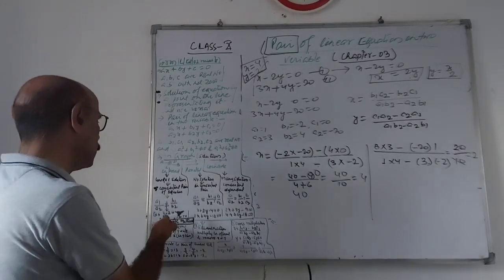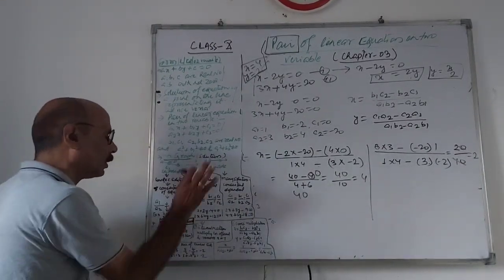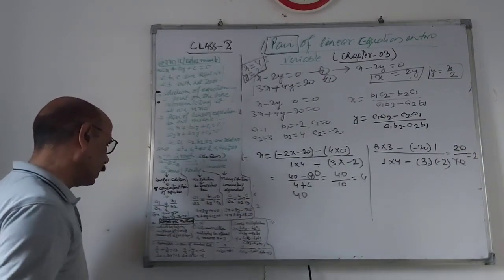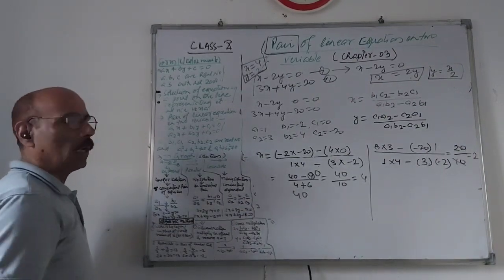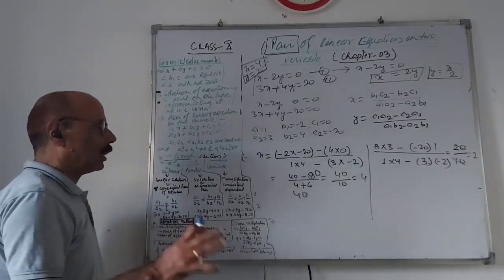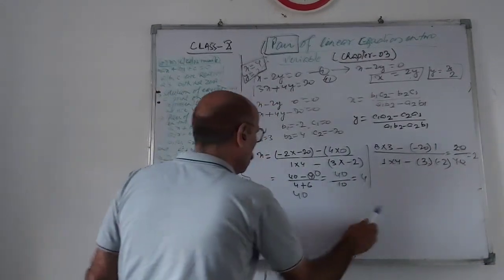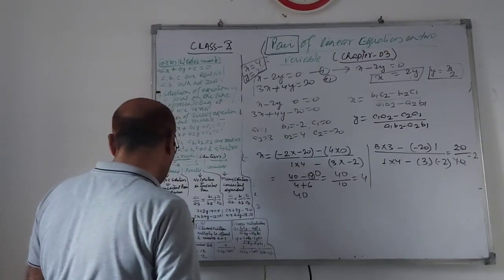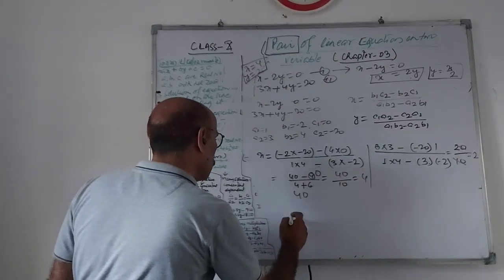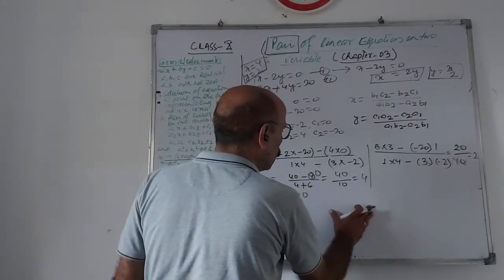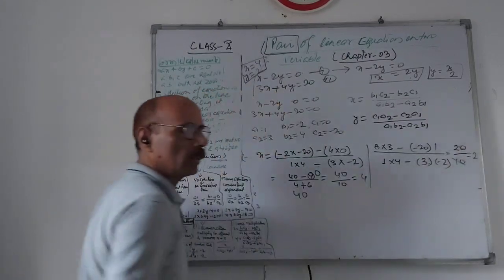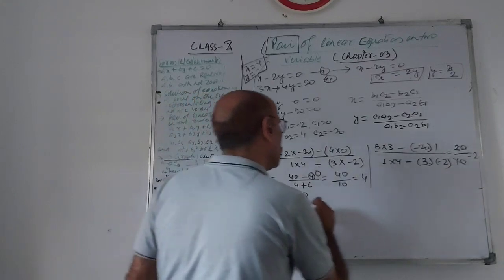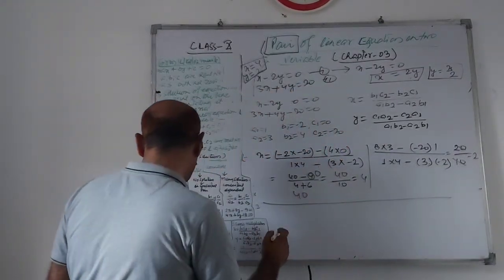That means we have learned the substitution method, the elimination method, and the cross multiplication method. And another is not a method. Another is what? If the question is like this, it is called reducible to a pair of linear equations. If it is not in a proper linear equation form, you can convert it into linear equation form.